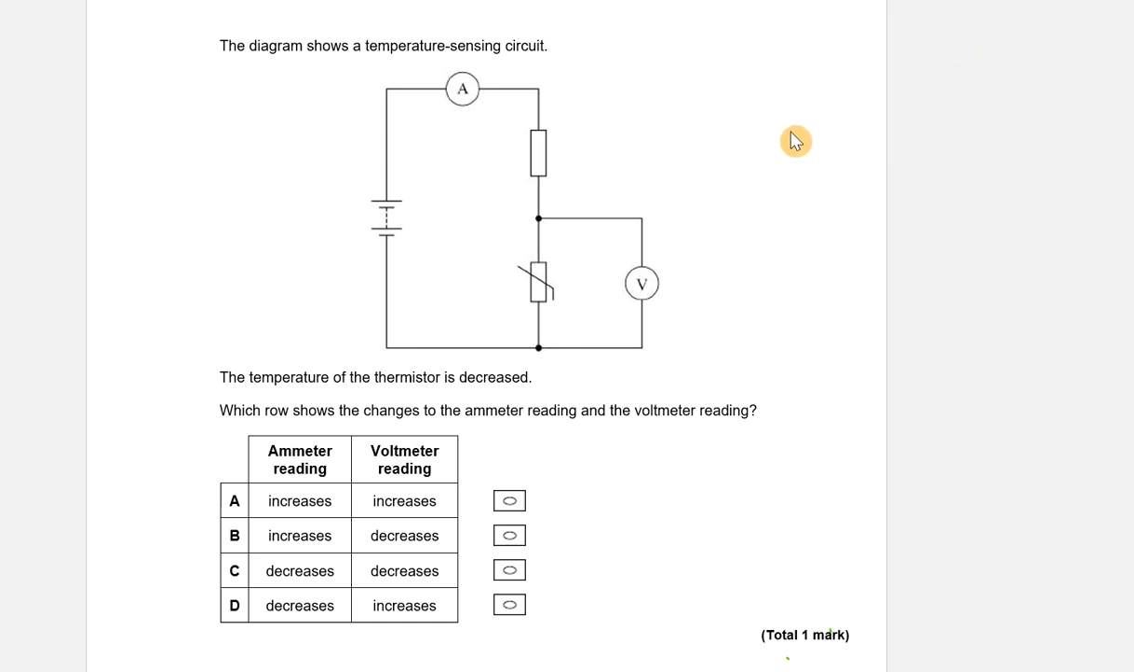If you want to try this question yourself, pause the video now. If you've got the answer D, well done. If you want to hear my explanation, keep watching.